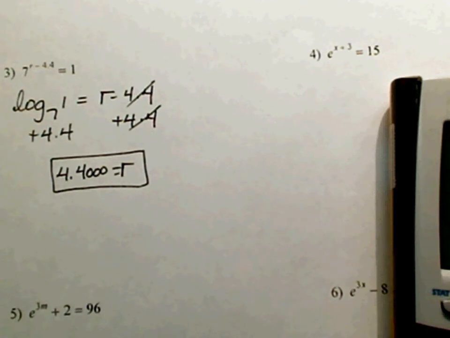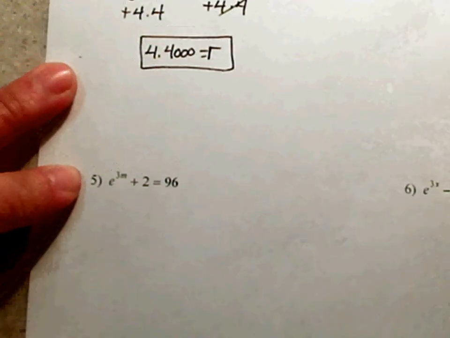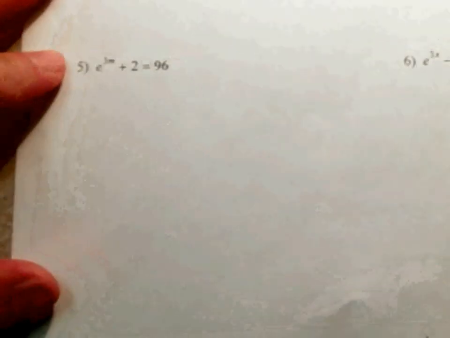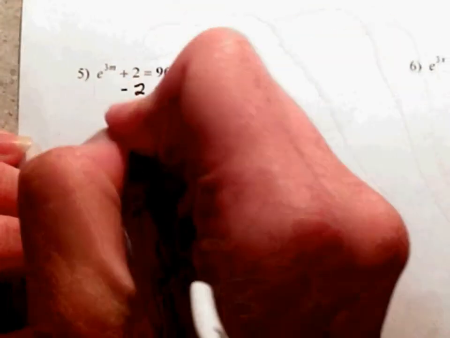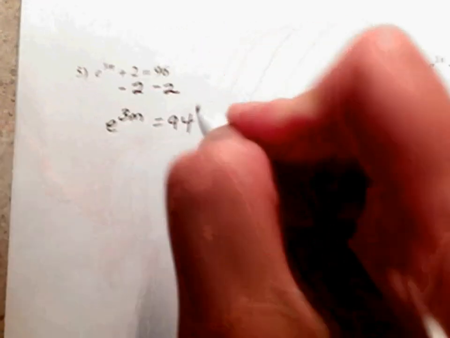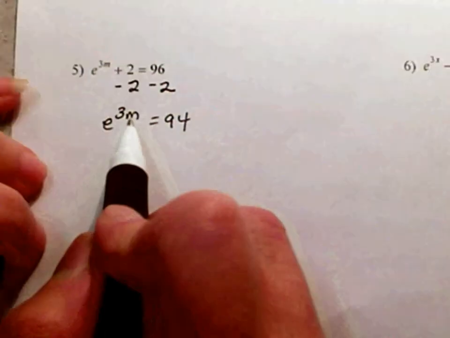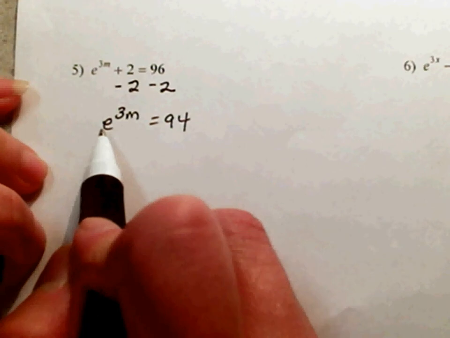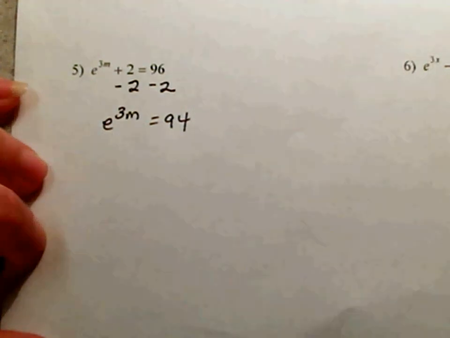Now this one, before you do anything, you need to get rid of that 2 first, so that I have m by itself. Minus 2, minus 2. e to the 3m is equal to 94. So now you're solving for m. Notice this is an e, so we're going to use natural log, or you can use log base e. I'm going to write it as log base e first, and then you can see what I do.